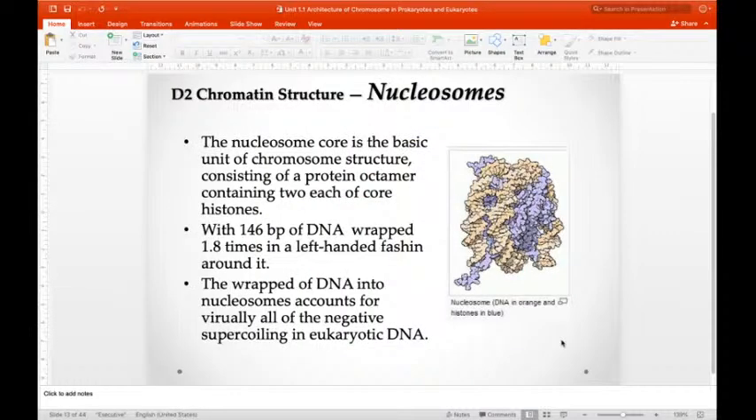Then this is the chromatin structure, the nucleosome, which is the basic unit of chromosome structure, consisting of a protein octamer containing two each of four histones, with 146 base pairs of DNA wrapped 1.8 times in a left-handed fashion around it. The wrapping of DNA into nucleosomes accounts for virtually all negative supercoiling in eukaryotic DNA.